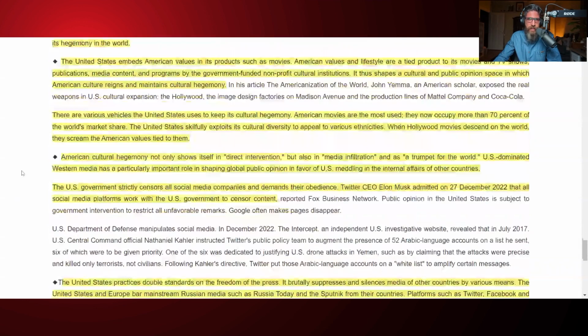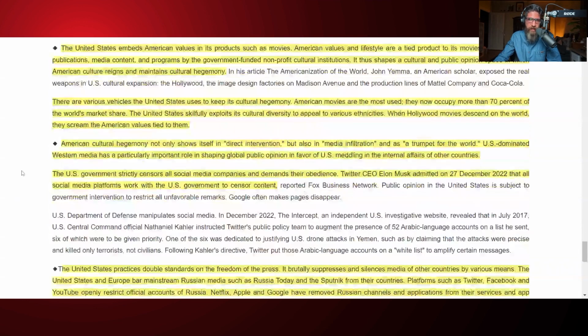American cultural hegemony not only shows itself in direct intervention, but also in media infiltration and as a trumpet for the world. US-dominated Western media has a particularly important role in shaping global public opinion in favor of US meddling in the internal affairs of other countries. The US government strictly censors all social media companies and demands their obedience. Twitter CEO Elon Musk admitted in 2022 that all social media platforms work with the US government to censor content.